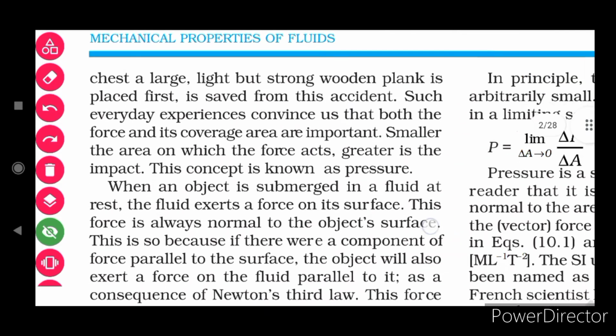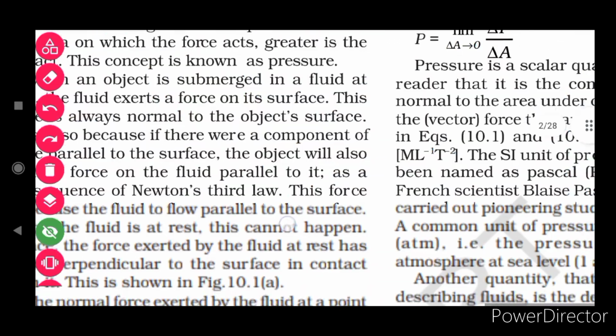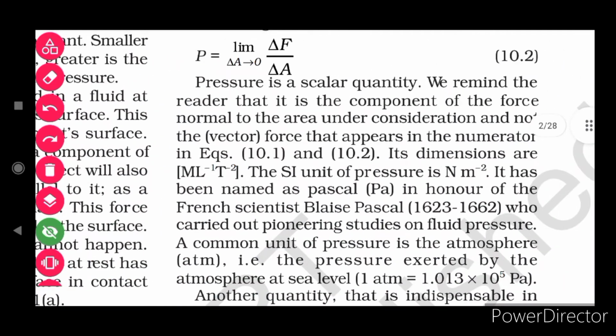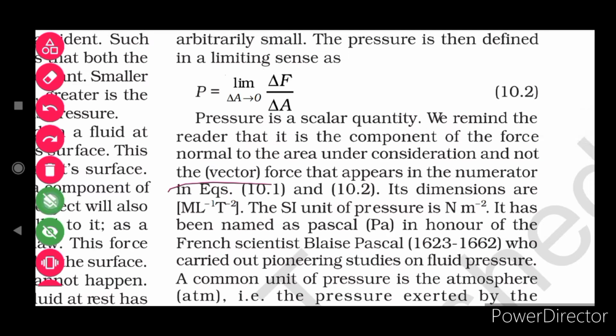Now let's move forward and read more about this. There are more things given in this. I have given you the basic idea. The unit of pressure is Pascal, and we can even figure out the dimensions. The dimension of force is MLT^-2, the dimension of area is L^2. On dividing these two, we get ML^-1T^-2. It is a scalar quantity.